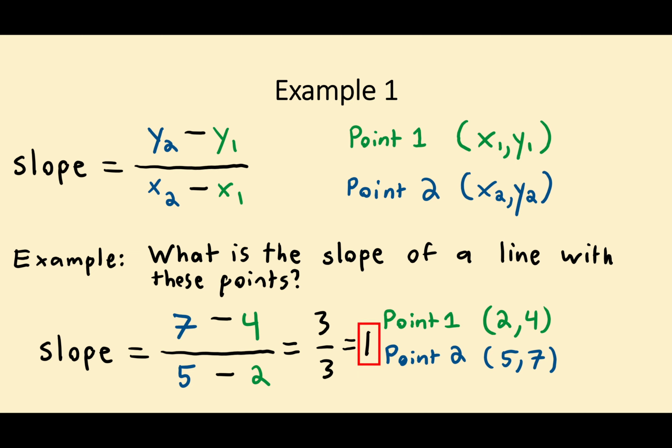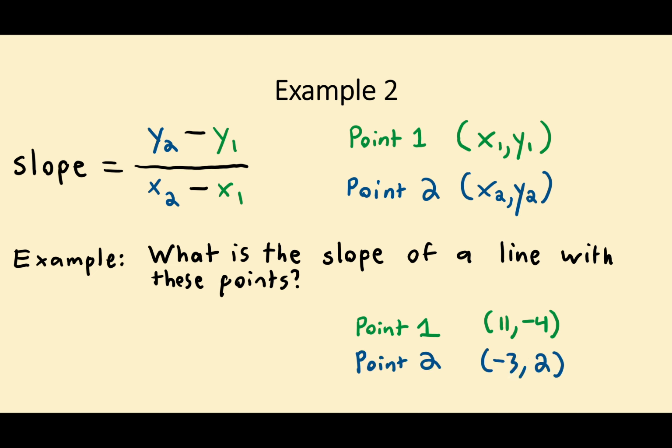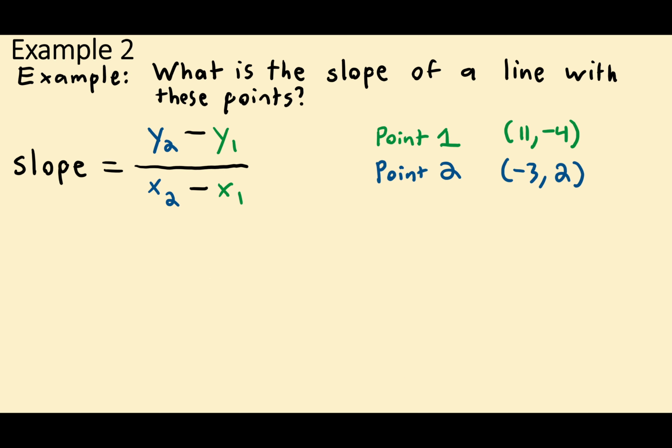Let's go ahead and do another example. For this example, what is the slope of a line with these points? So 11, negative 4, and negative 3, 2. Okay, point 1 is going to be 11, negative 4, and point 2 is negative 3, 2. Great. Let's go ahead and move this up a bit for more space, and now let's start plugging things in. So my y2 is going to be 2, my y1 is going to be negative 4, my x2 is going to be negative 3, and my x1 is going to be 11.